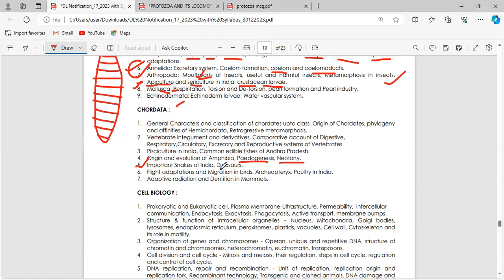And I am going to explain the evolutionary history of the dinosaurs and the most important facts about dinosaurs. Next, flight adaptation and migration in birds. When it comes to the aves, you have to read the general characters and classification of birds and what the flight adaptations are.